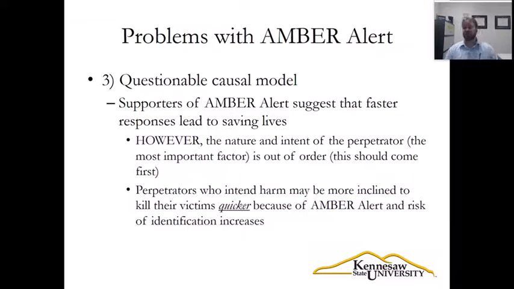And then the third critique is that there's this questionable causal model, right? Supporters of Amber Alert suggest that the faster responses lead to saving lives. But the nature and intent of the perpetrator, the most important factor, is out of order. This should come first. What do they intend to do? Not putting it after the fact. Perpetrators who intend to harm may be more inclined to kill their victims quicker because of the Amber Alert, and risk of identification increases. So this can actually work against us.